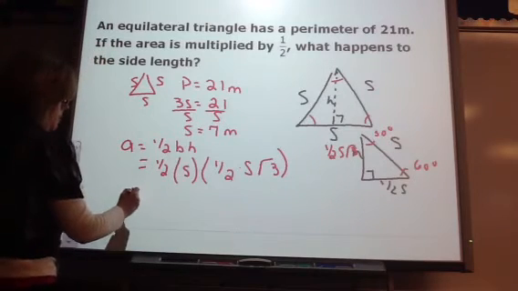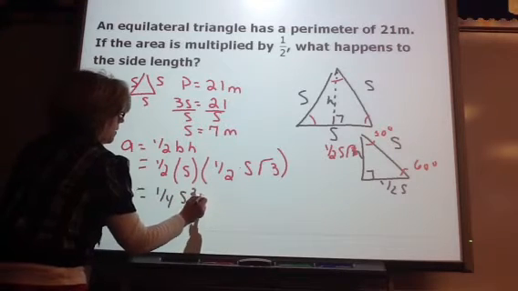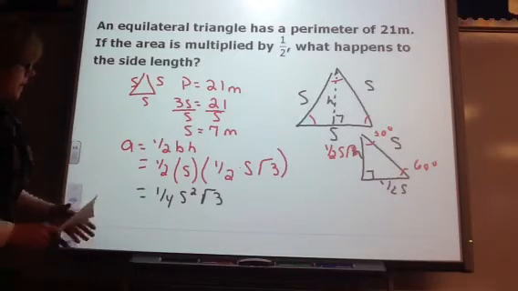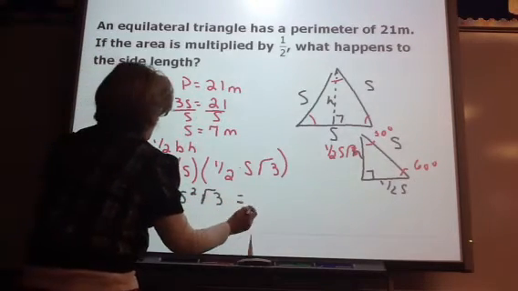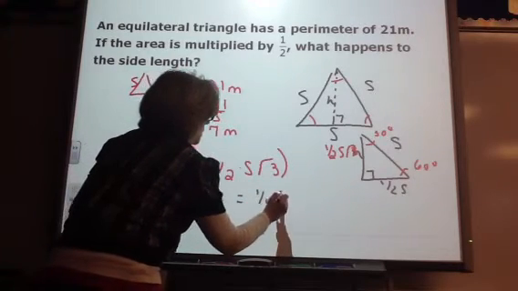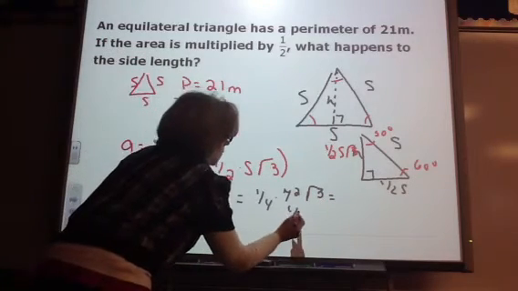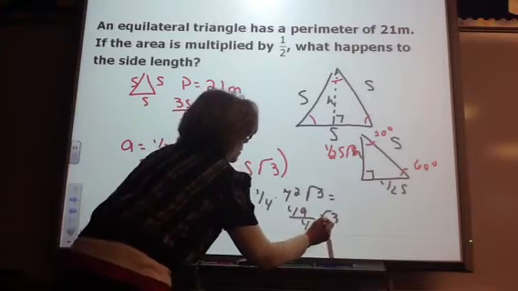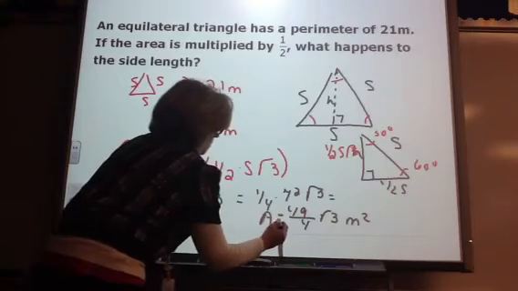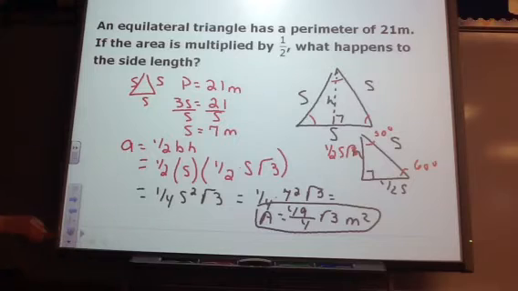So what we have here is 1/4 side squared square root of 3. And our side is 7, so we can substitute in, and we can get 1/4 times 7 squared square root of 3, and that simplifies to 49/4 square root of 3. So here's your area of that triangle.